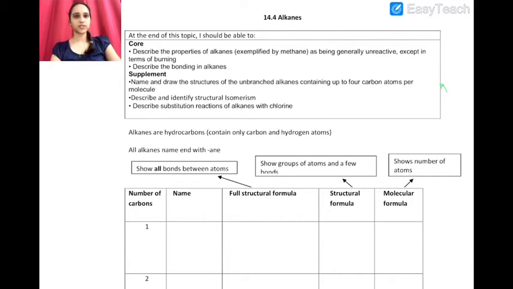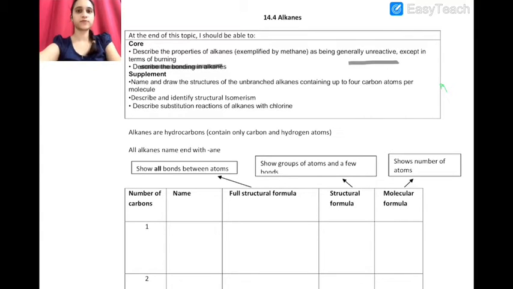Hi everyone, so in this part we're going to look at alkanes. We'll see alkanes and the physical properties of alkanes. So here's what you need to know according to the IGCSE syllabus. Properties of alkanes: unreactive in terms of burning, then describe the bonding in alkanes.